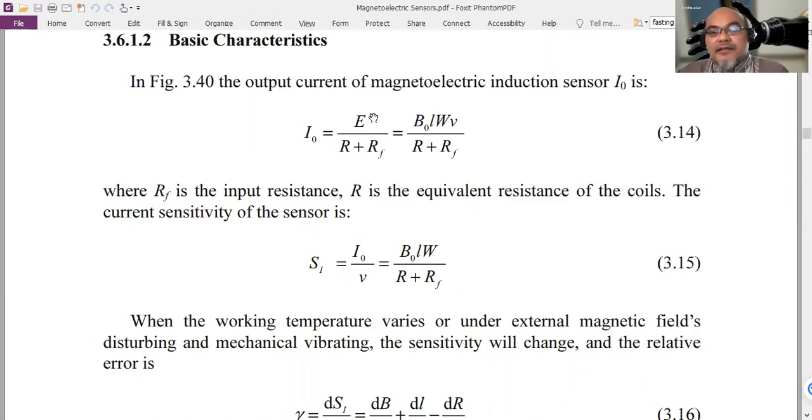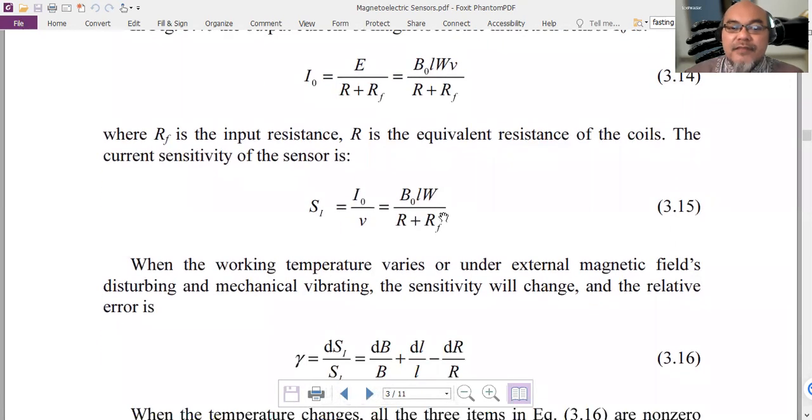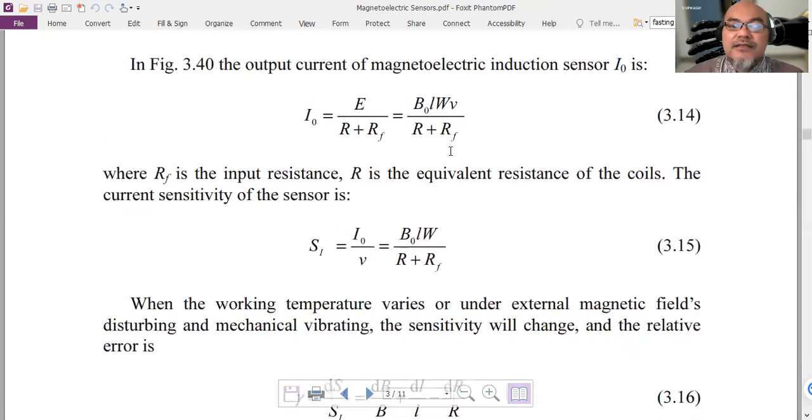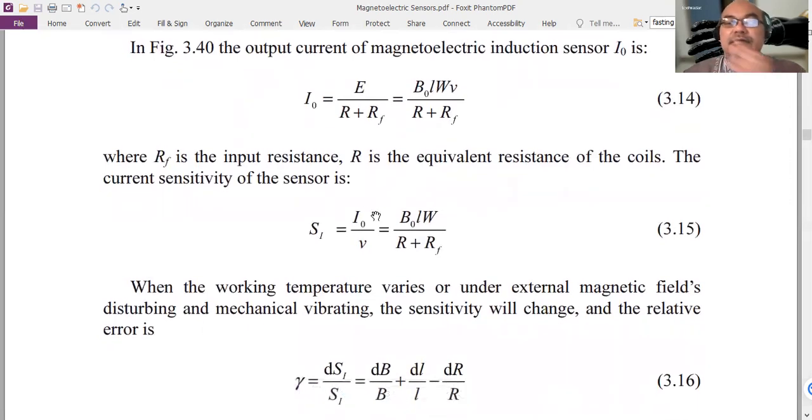And E is substituted using Faraday's law, having a constant magnetic flux. So I0 equals B0 L W V divided by R plus RF. Then the current sensitivity of the sensor is the change of the current output as a function of the velocity. If we want to use this, for example, to detect displacement or velocity, then S equals I0 divided by V. So we have B0 L W divided by R plus RF.